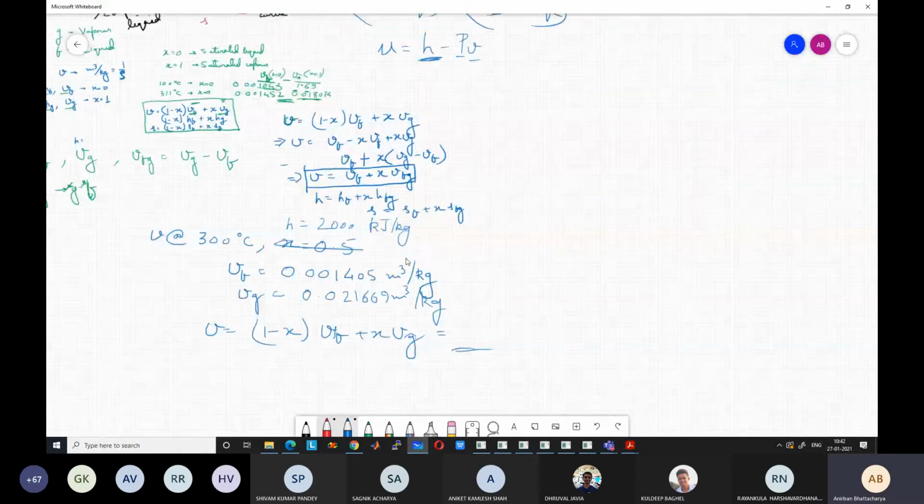Let us try to do that problem. We have two independent properties, 300 degrees centigrade, but quality is not given. Enthalpy is given to us, 2000 kilojoule per kg. Come on, give some answers.